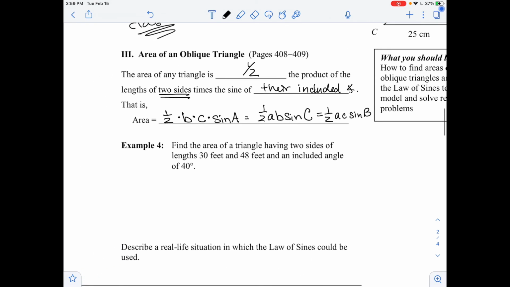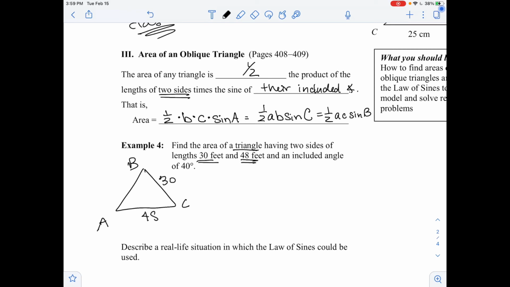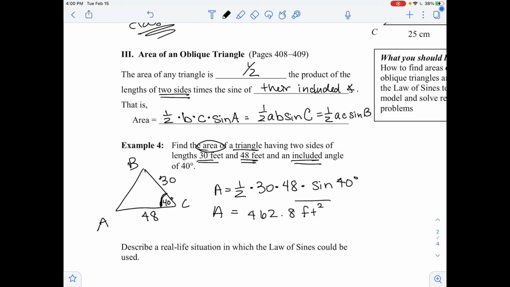So for example, find the area of a triangle. Let's draw it: A, B, and C. Of the two lengths, 30 feet and 48 feet. So we'll just say this is 30, we'll say this is 48. And the included angle, right here, is 40 degrees. So let's find the area. Area equals 1/2 of the two sides multiplied and the sine of its included angle, which is 40 degrees. And what's cool about this is you can just plug it straight into your calculator. We get 462.8 feet squared.